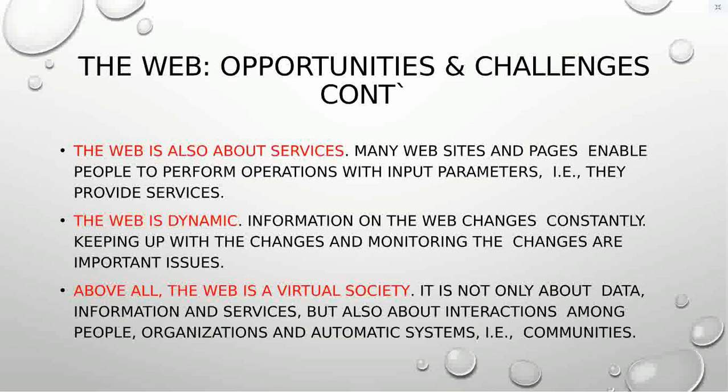The web is dynamic. Information on the web changes constantly. Keeping up with the changes and monitoring the changes are important issues. Above all, the web is visual. It's a visual society. It is not only about data, information and services, but also about interactions among people, organizations, and automated systems.